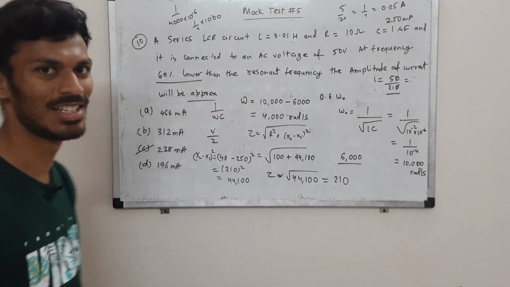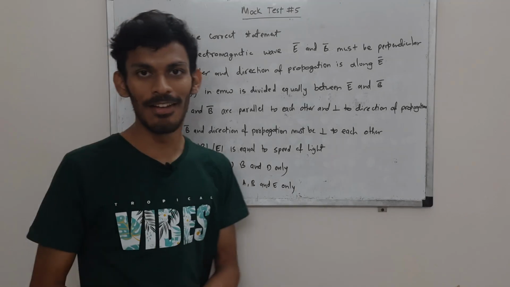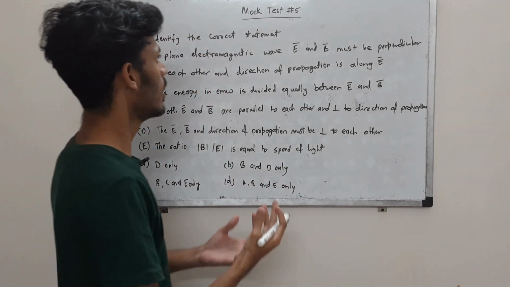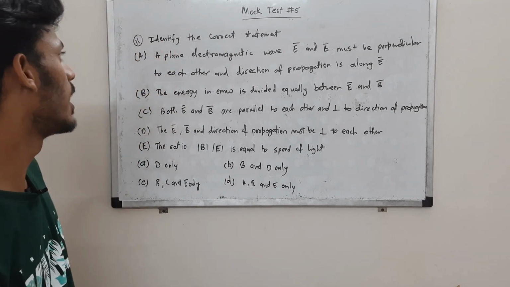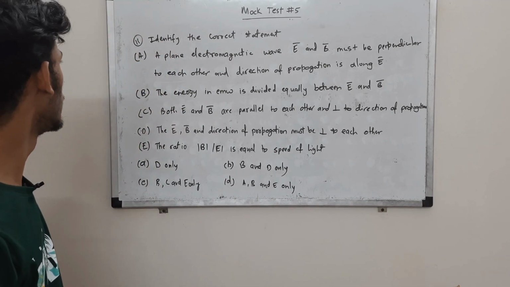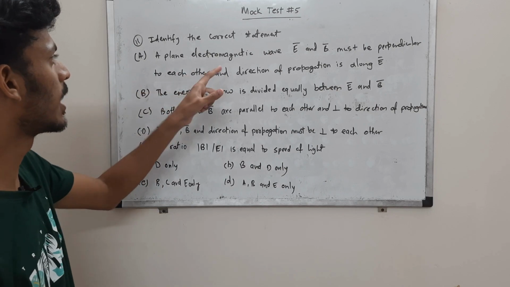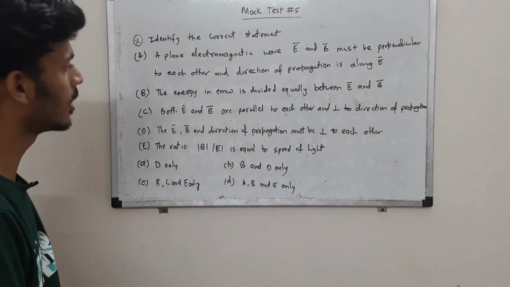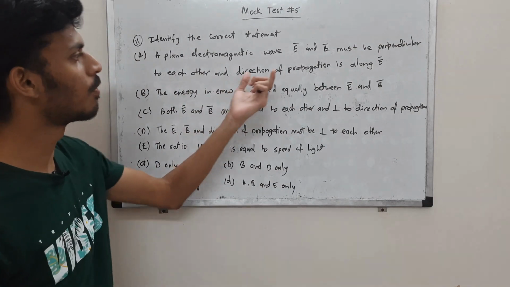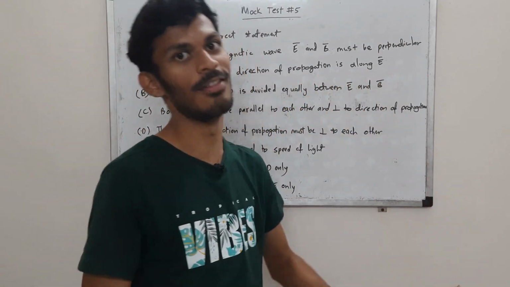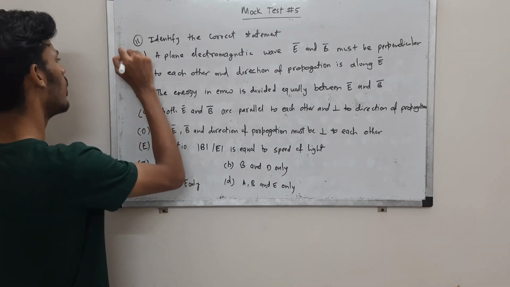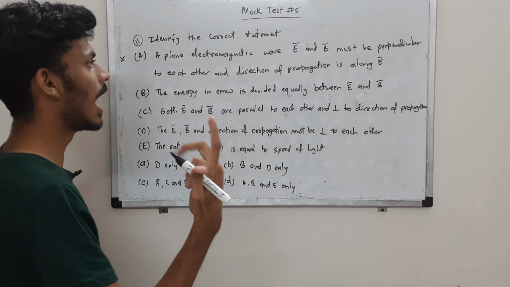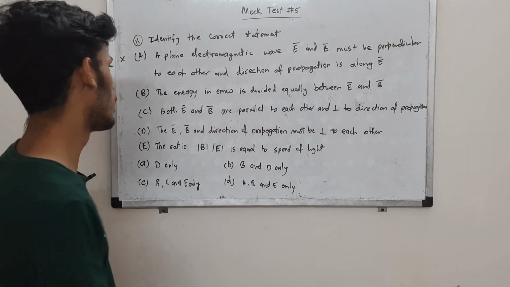Let's move to the next question. Question number 11, again those type of question. Here we are supposed to identify the correct statement about electromagnetic waves. Statement number 1: in a plane electromagnetic wave, electric field and magnetic field must be perpendicular to each other, which is correct, and the direction of propagation is along the electric field, which is incorrect. All three in fact are mutually perpendicular, right? Electric field, B, and the direction of propagation.